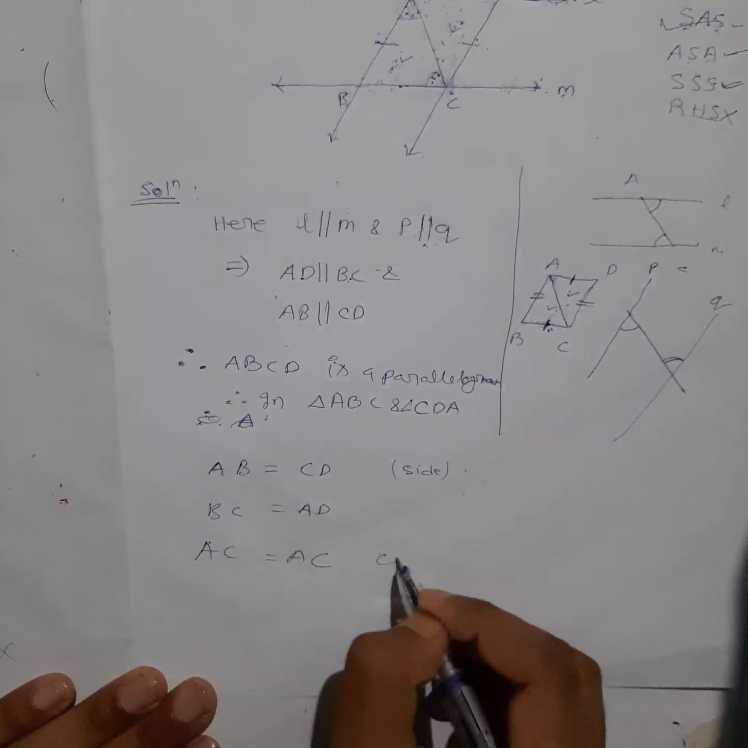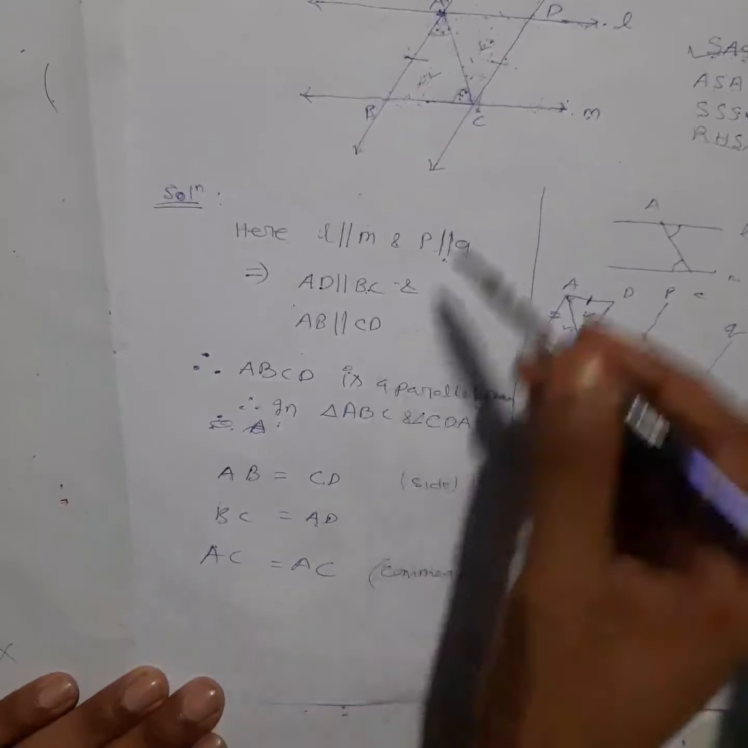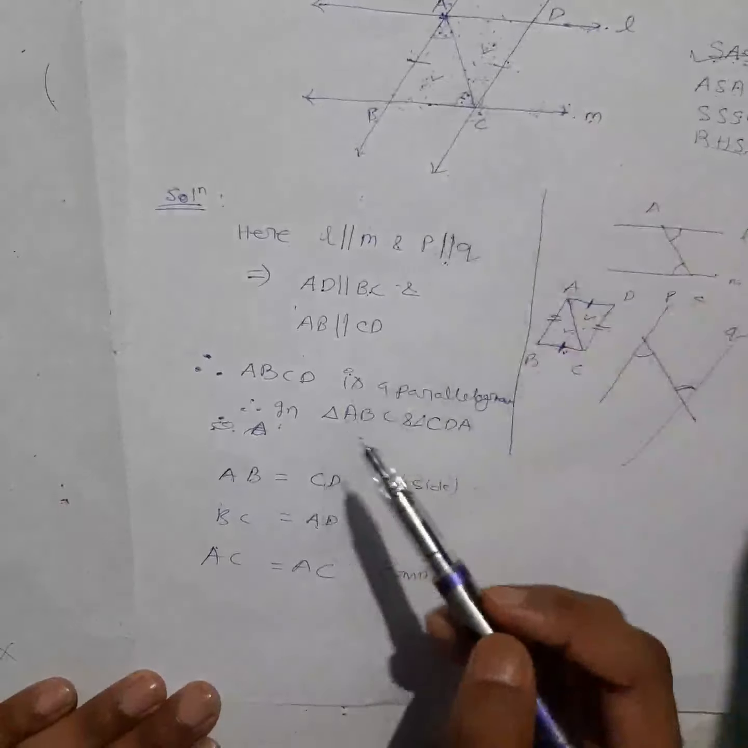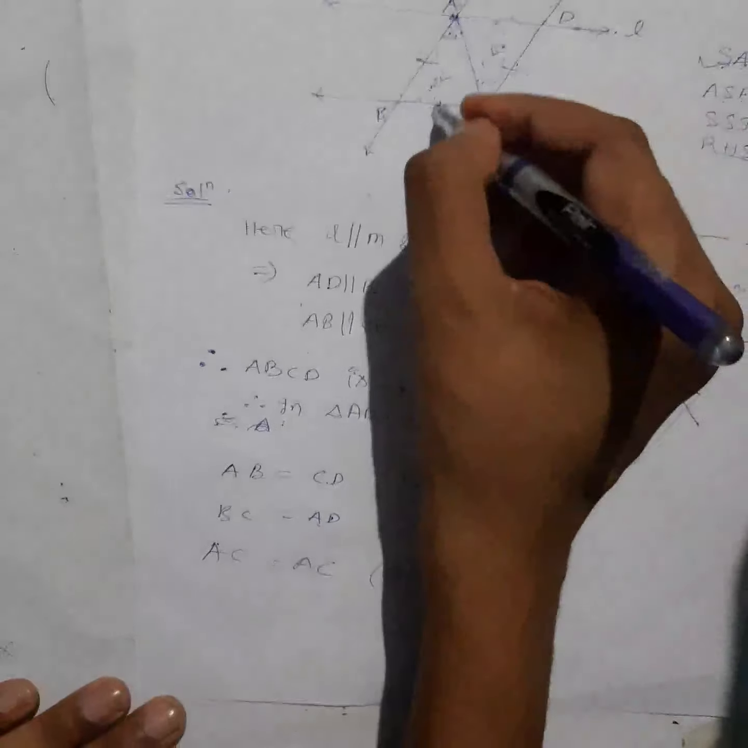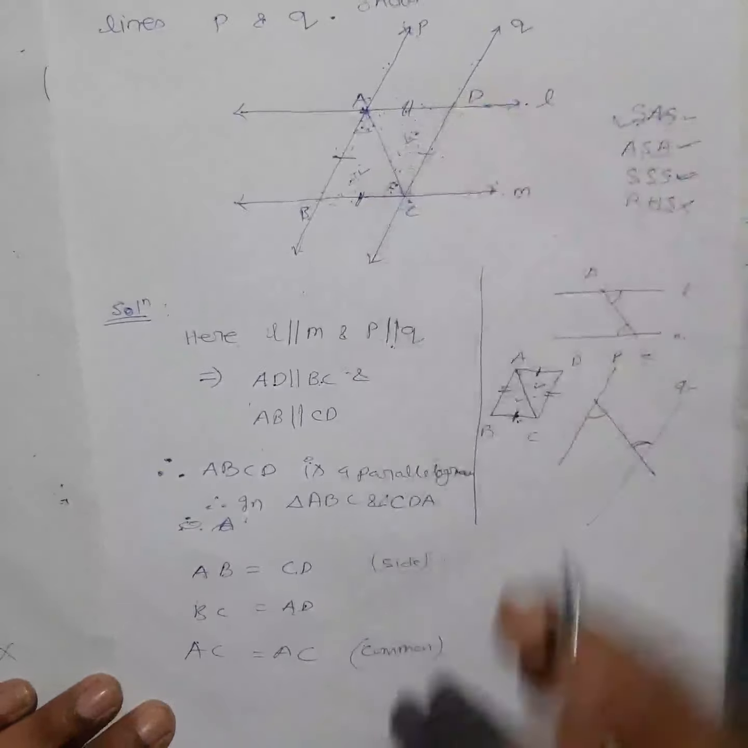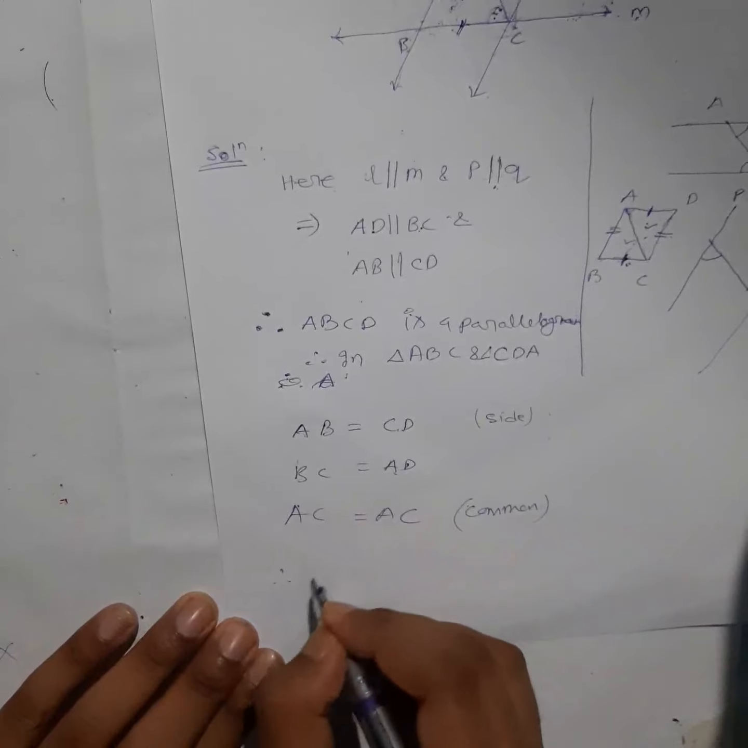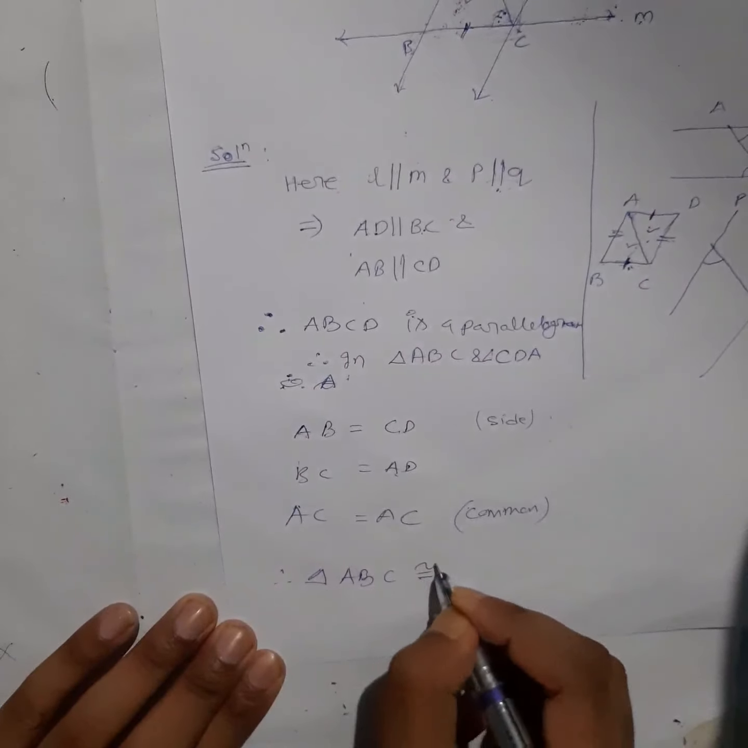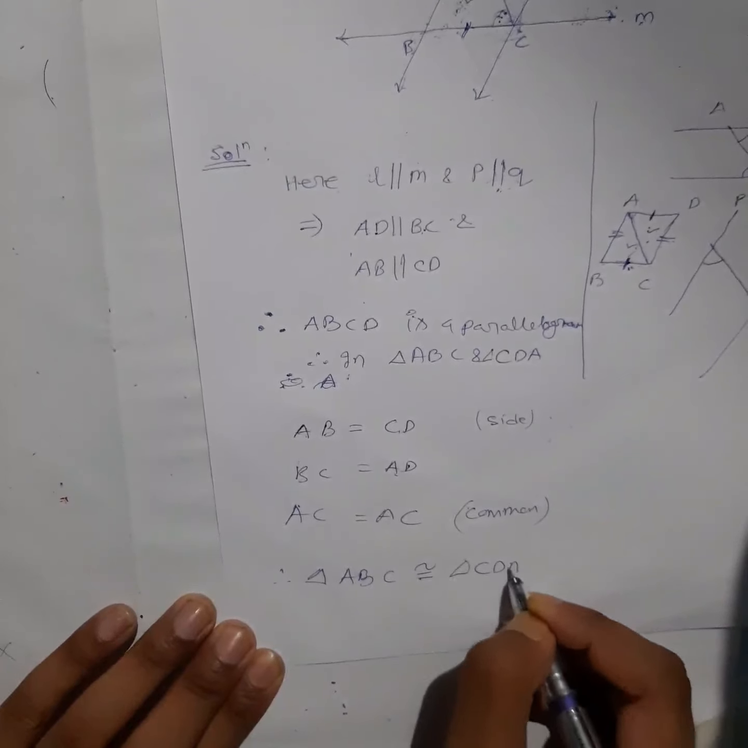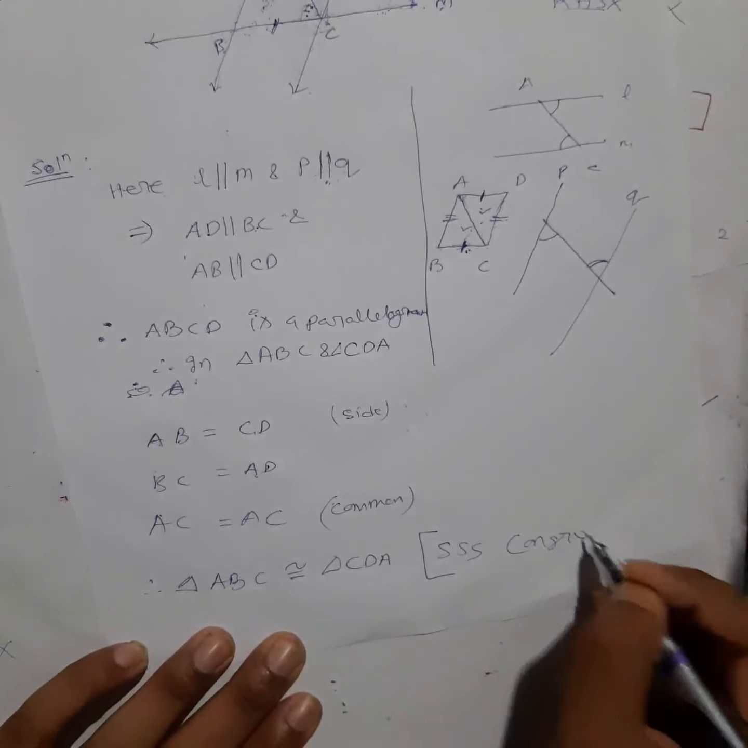This is because it is a common line, right? This is common. These two because it is a parallelogram. Okay, since ABCD is a parallelogram, therefore opposite sides are equal. Okay, so from these three, can I write, therefore triangle ABC is congruent to triangle CDA. So how have I shown this? By side side side congruency.